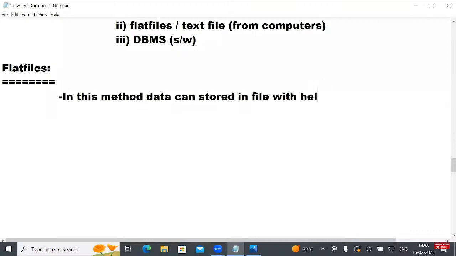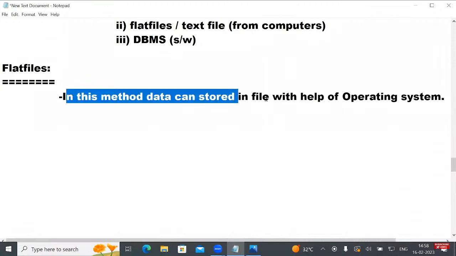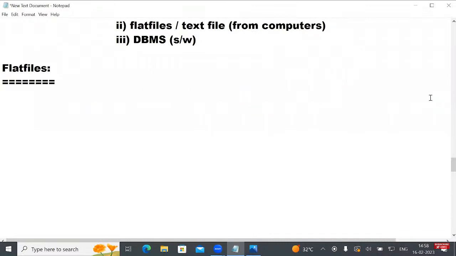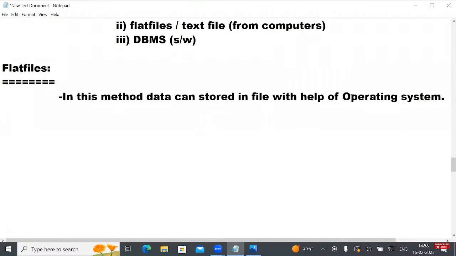With the help of the operating system. So here we are using files, and the data is stored in the files. Whenever you want to store data into files, definitely which support is required? OS support is required for us. Right. But here also there are some drawbacks. So what kind of disadvantages are there? Let me explain now.